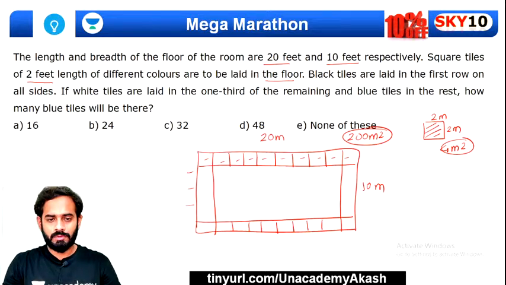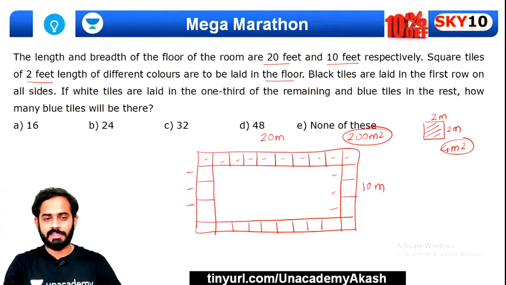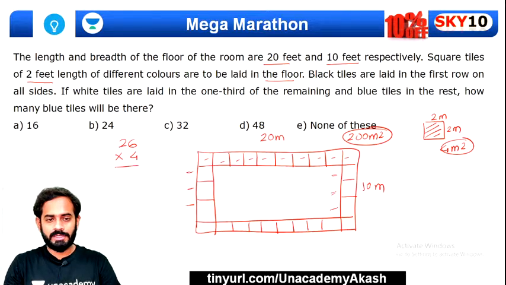Okay, so 1, 2, 3, 1, 2, 3. Okay, so 20, 21, 22, 23, 24, 25, 26. Total 26 tiles are there. The area of 26 tiles will be what? 26 multiplied by 4, that is 104 meter square.